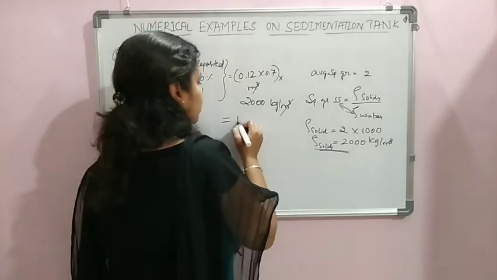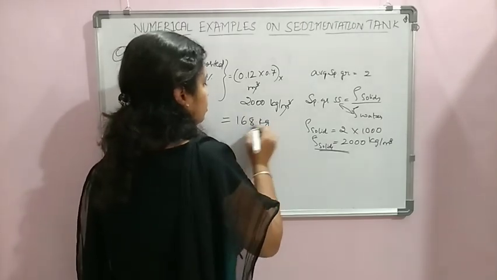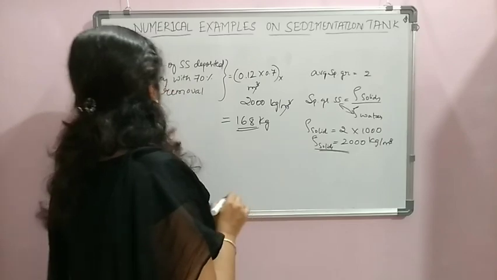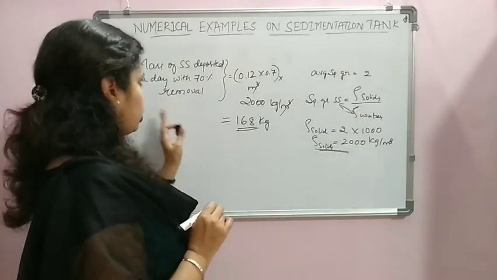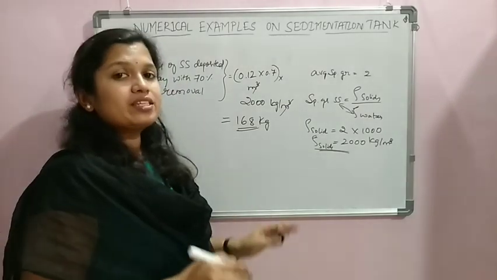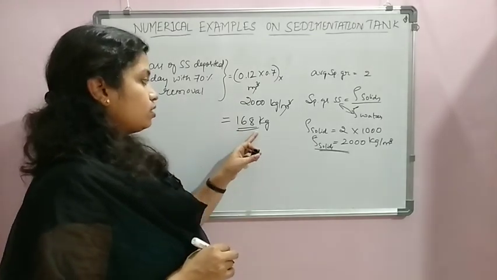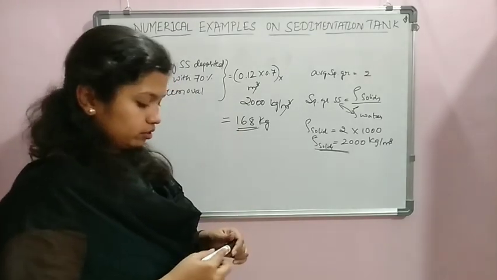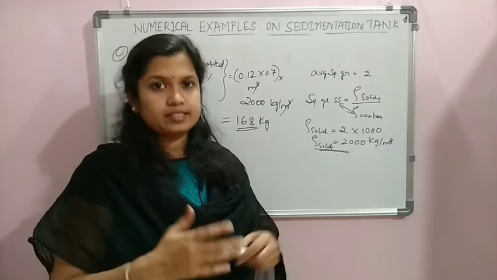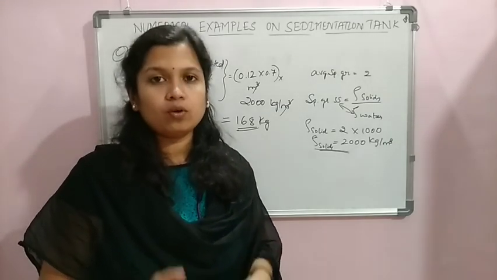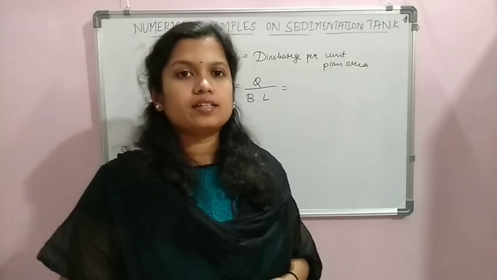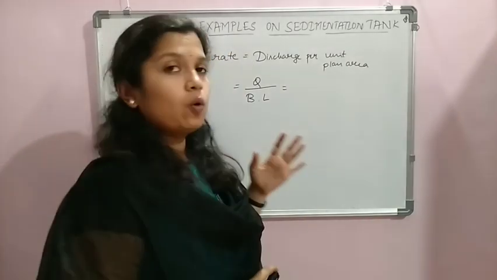The answer is supposed to be 168 kg. So the mass of suspended solids deposited per day, even if you are removing 70% of the solids, is 168 kg. This is the answer for the third case what they have asked. The next thing they have asked is the overflow rate. The last one they are asking is the overflow rate.